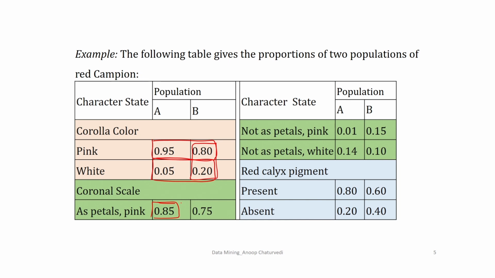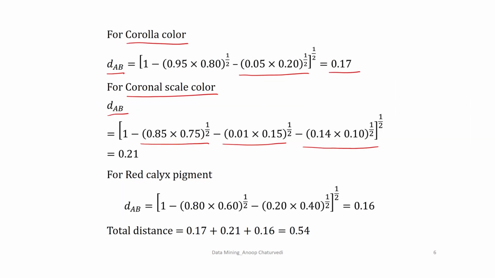You multiply these two, take power half, plus you multiply these two, take power half of the multiplication, and then we multiply these two, and then we take power half. We add all these three products, and then we take 1 minus. So, ultimately you get this value, 0.21.